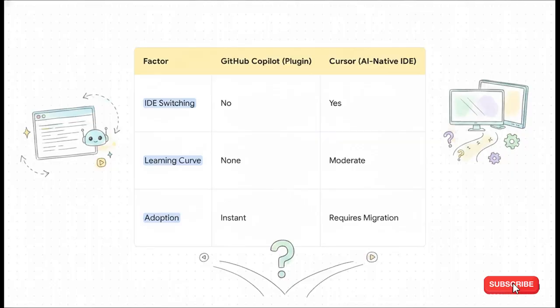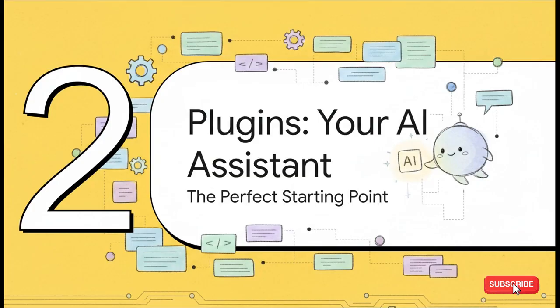And this table just lays out the trade-offs perfectly, especially if you're just starting out. With a plugin like GitHub Copilot, you don't have to switch your IDE. The learning curve is basically zero, and you can get started instantly. But with an AI-native IDE like Cursor, yep, you have to migrate to a new editor, which means there's a bit of a learning curve. So the choice is really between instant, easy help versus a more powerful, integrated experience that takes a little more setup.